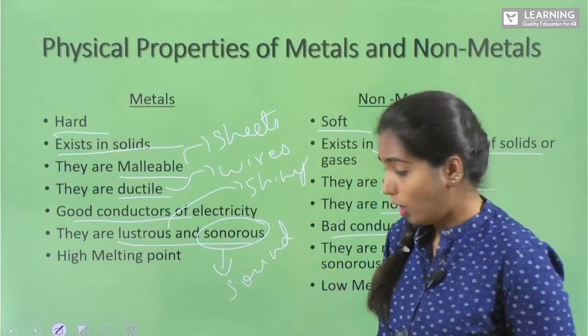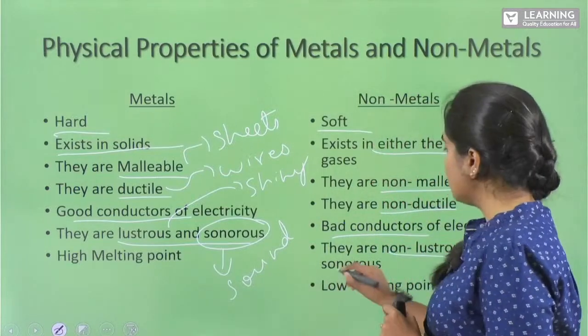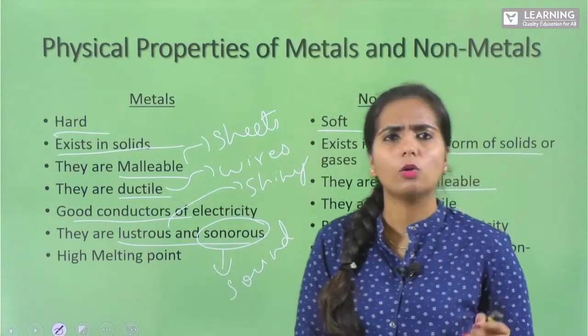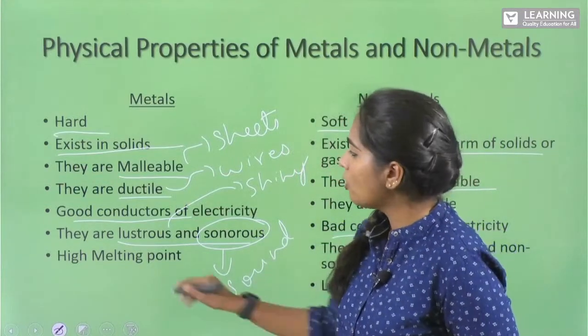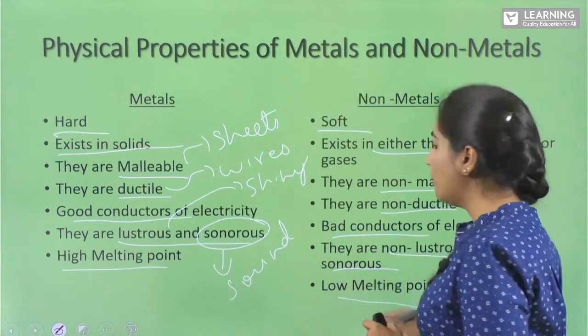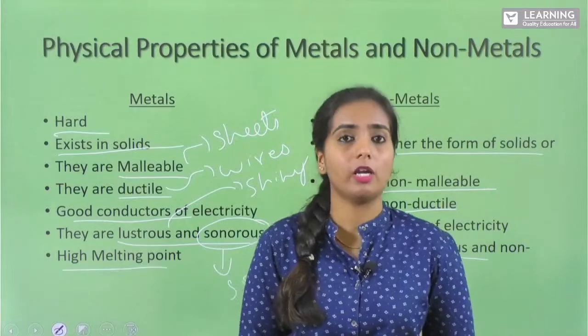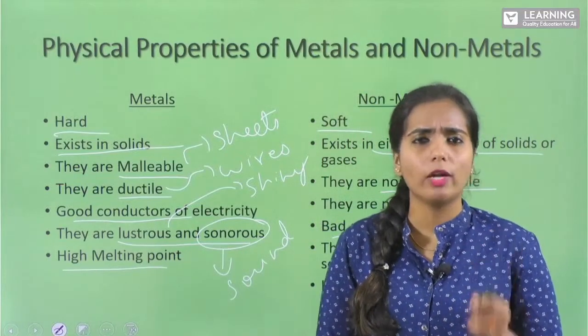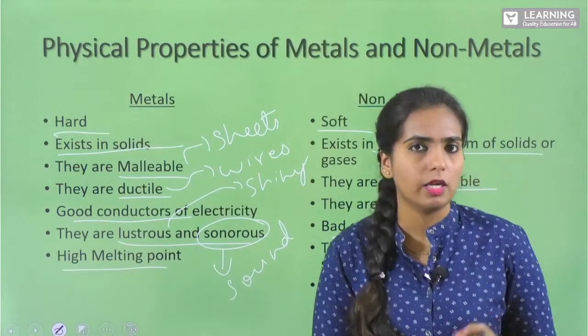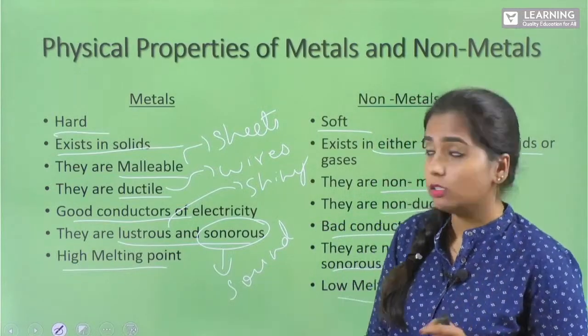When it comes to our non-metals, they are non-lustrous and non-sonorous. They are not shiny and the passage of sound is difficult. The last point is that metals have a high melting point and non-metals have a low melting point. So these are the important points which you have to remember when it comes to physical properties of metals and non-metals. I am repeating it once more.